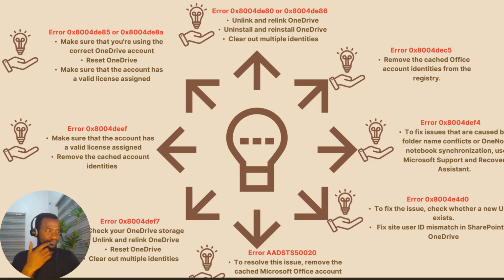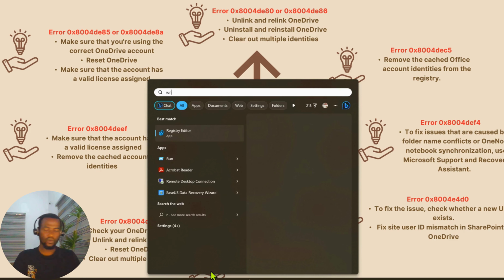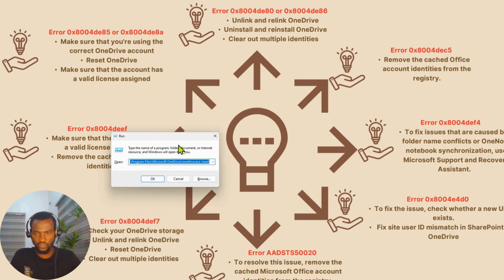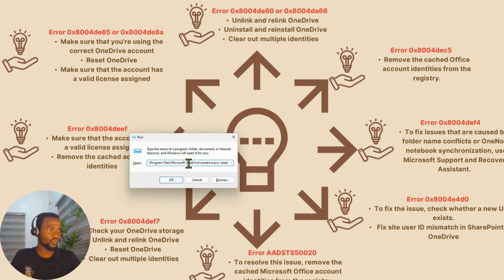The second one is to reset OneDrive. To reset OneDrive, all you need to do is open Run. Once you open Run, we're going to drag it here. Then all you need to do is run this particular command. Once you run this command, you click on OK. It's going to reset it. Once it resets, then you can relaunch OneDrive again.